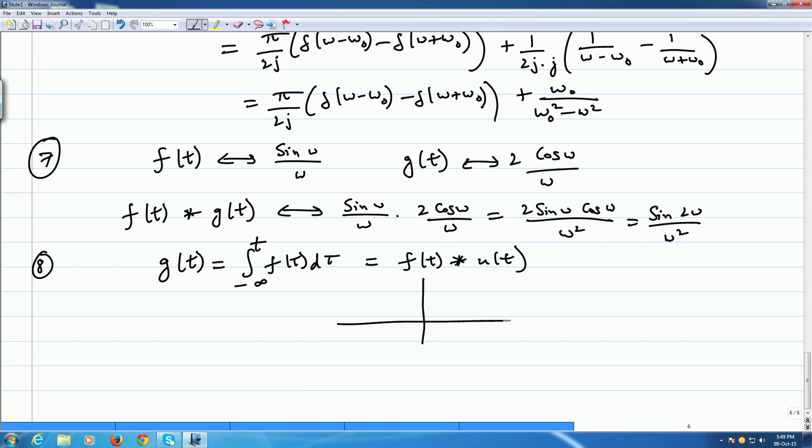If you look at u of t, it is 1 from 0 onwards, right. So what is u of minus t? U of minus t is 1 and then it goes to 0, right. So this is okay, let us say u of tau, this is u of tau, okay, u of tau is like this, u of minus tau is like this, right. And then what is u of t minus tau?